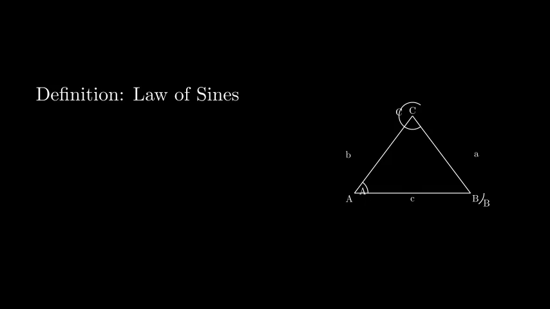The law of sines states that the ratio of the length of a side to the sine of its opposite angle is constant for all three sides of the triangle. Mathematically, this is expressed as side A over the sine of angle A equals side B over the sine of angle B, which also equals side C over the sine of angle C. This powerful law allows us to solve for unknown sides and angles in oblique triangles, as long as we know a side and its opposite angle, plus one other piece of information.